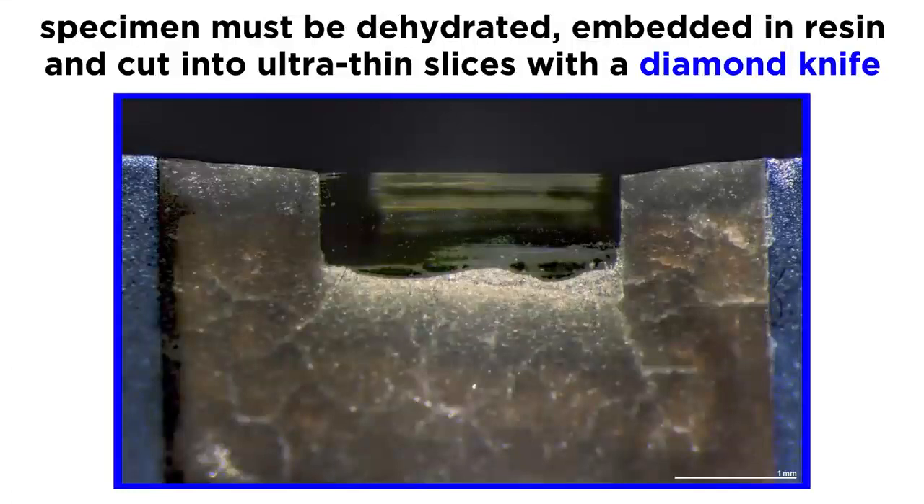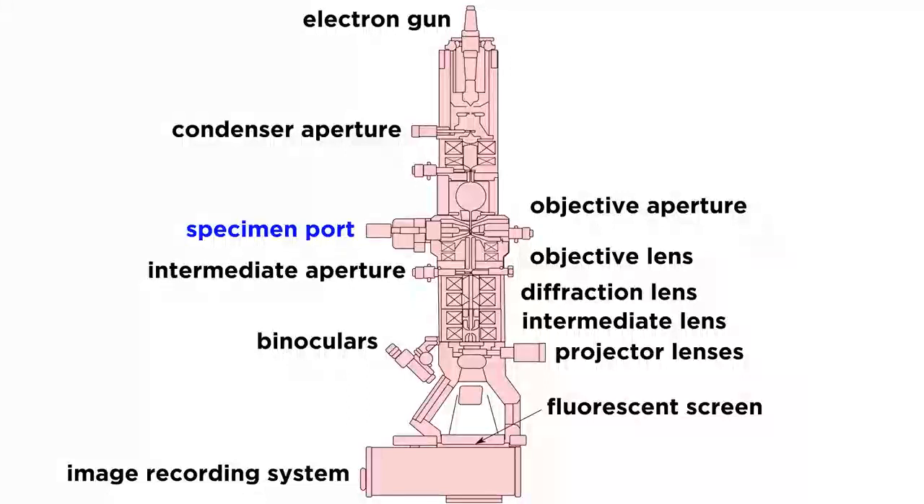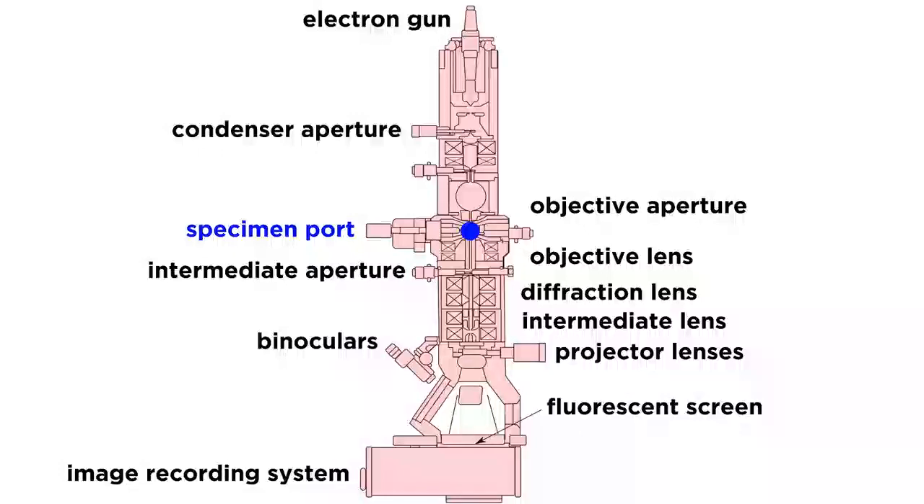For the stained specimen to be viewed by TEM, it must be dehydrated, embedded in plastic resin, and cut into ultra-thin slices with a glass or diamond knife. The sections must be ultra-thin so that the electrons can pass through them. When the specimen is secured in the specimen holder, an electron beam is generated and shot out of the electron gun. The electron beam is accelerated down the column of the microscope after passing through the anode. The electron beam then passes through the specimen, once again losing energy as electrons pass through electron-dense regions.